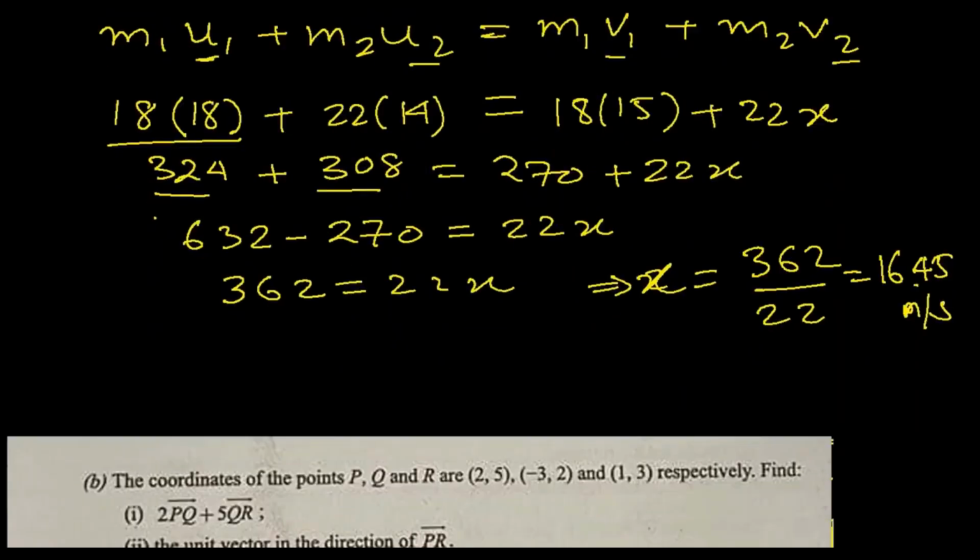Let's move on to the B part of the same question. The coordinates of the points P, Q, R are these respectively. Find 2PQ plus 5QR. We will have to first find PQ. Whenever they say PQ, the head of the vector is on Q, the tail is on P. So we find it by subtracting the tail from the head.